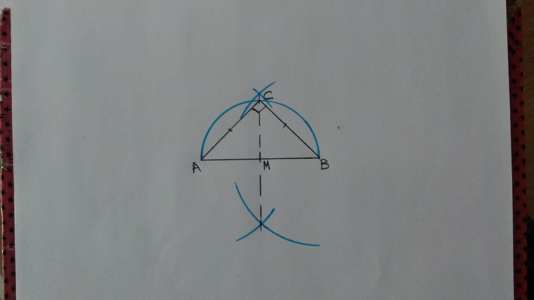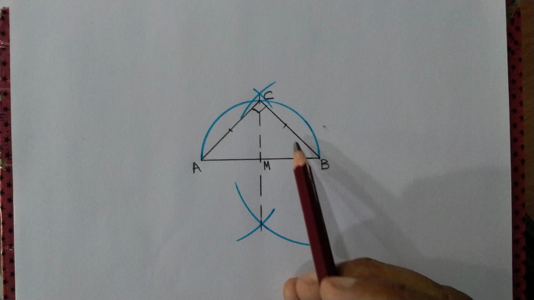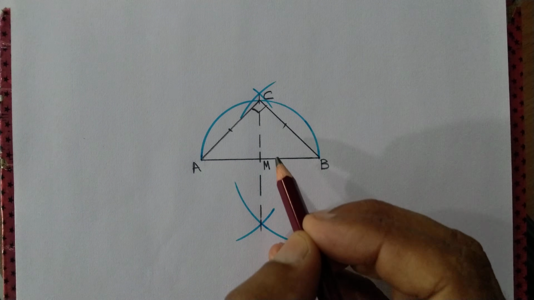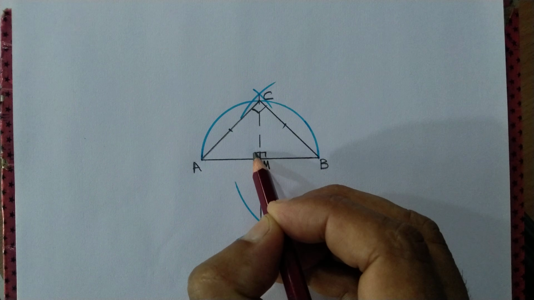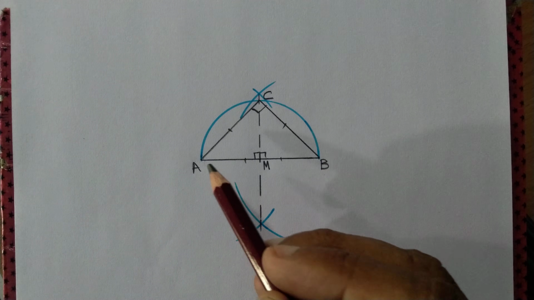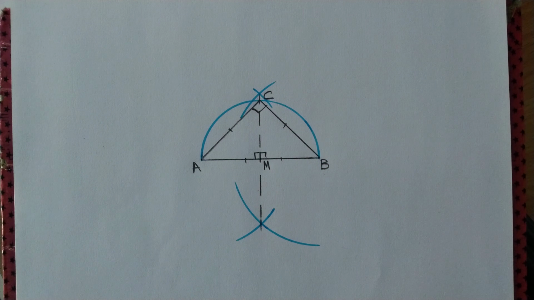You may ask, why does it work? That's because angle in a semicircle is a right angle, and we have constructed perpendicular bisector. By the theory of congruence, it should happen that AC equal to CB, and thus it is an isosceles triangle. So it is an isosceles right angle triangle.